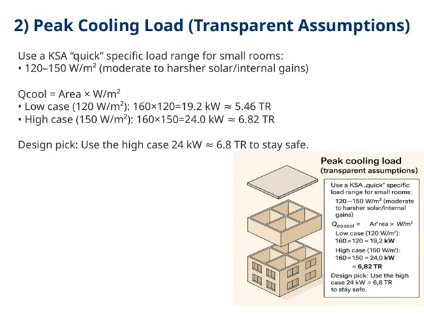On the higher end, with 150 W/m², the calculation becomes 160 times 150, resulting in 24 kilowatts, or approximately 6.82 TR. When making our design decision, we opt for the high case, using 24 kW or about 6.8 TR, because it provides a safety margin. This way, we ensure the cooling system will handle the maximum expected load reliably. So the key takeaway here is that by considering the high load scenario, we stay safe and ensure comfort and performance.